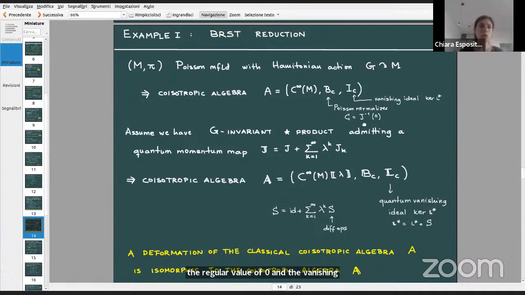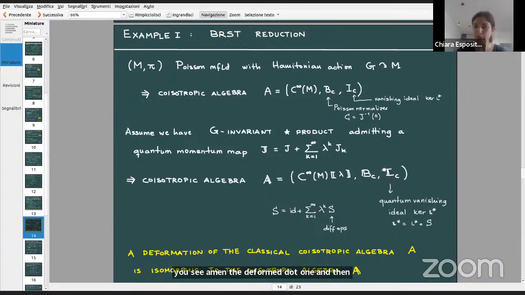And now we assume we have a star product on M, which is G-invariant, and which also admits a momentum map, but a quantum one in the sense of deformation quantization. So you have your classical momentum map plus some formal power series. And now this is clearly equivariant with respect to the star commutator and helps us define a new coisotropic algebra. And this algebra, as you see, is the deformed total one.